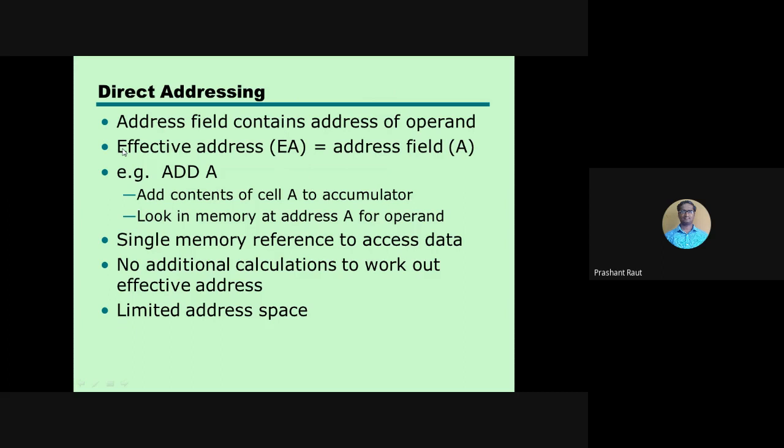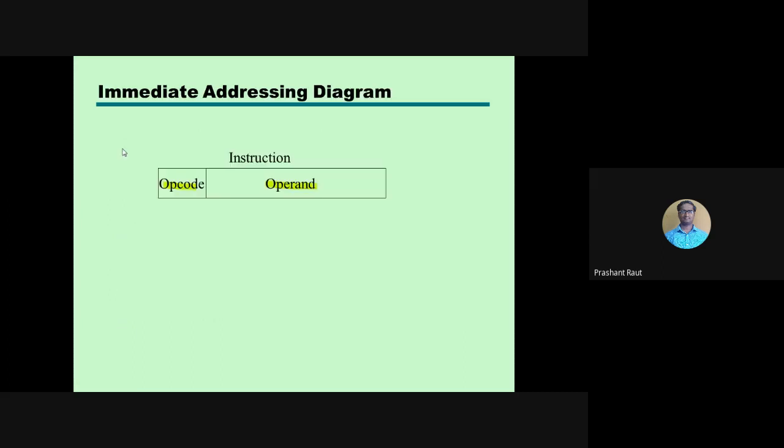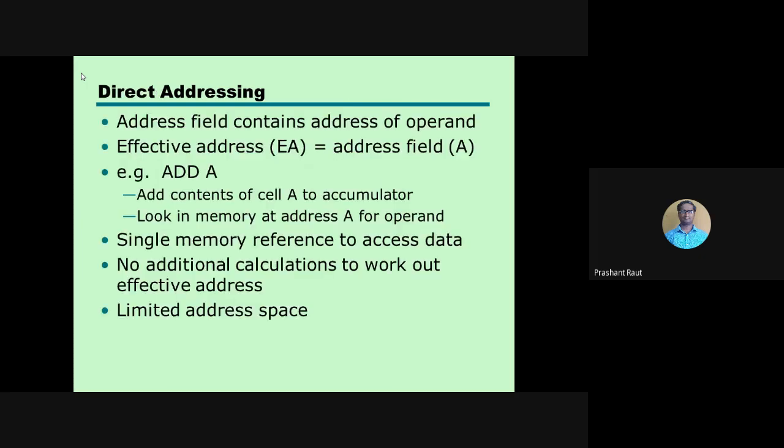Now in our previous example, in case of immediate addressing mode, which is the effective address? The effective address is the instruction itself, because we are getting the operand value in the instruction itself. So here the effective address will be the instruction itself. But in case of the direct addressing mode, the effective address is equal to address field A.